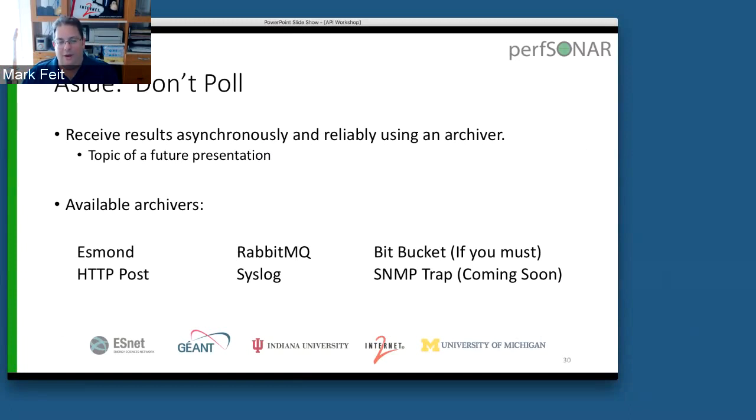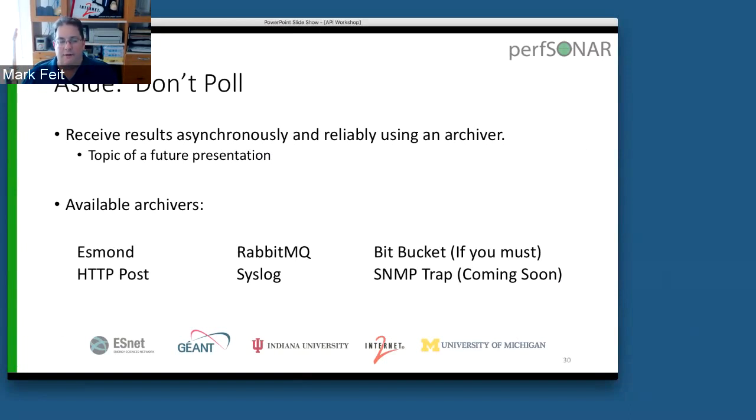So when a result comes available, you can have the system post it to a URL using the HTTP archiver. You can have it send it to RabbitMQ if you have a RabbitMQ system. You can have it send it to syslog, the Bitbucket if you want. And coming in a future release, you'll also be able to format results into SNMP traps. This is something that was designed at University of Michigan for use with their single pane of glass system, and I expect that they're going to be using that quite a bit.